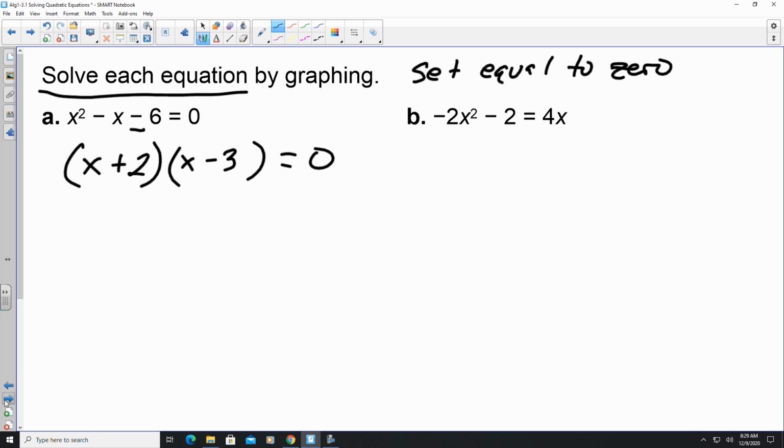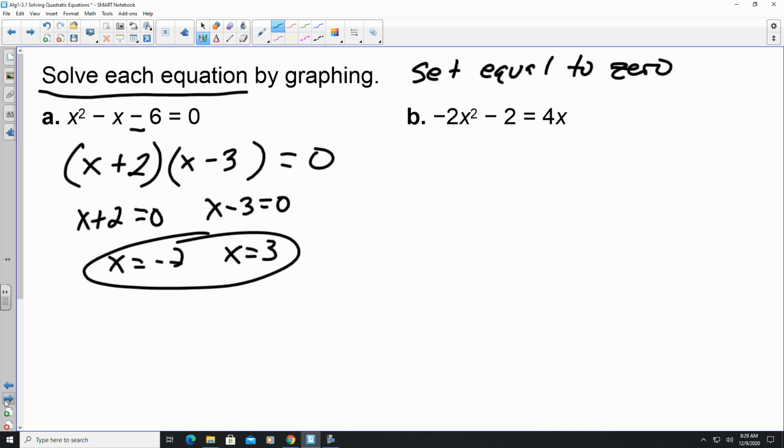Finally, once you've factored it, you get to implement the zero product property. Zero product property means that you're just going to take x plus 2, set it equal to 0, and x minus 3 set it equal to 0 and solve each individual equation. This is now x equals -2, and this is x equals +3. That is how you'd solve it. If you were to ask what the x-intercepts are, this would be -2 comma 0, and this would be 3 comma 0.